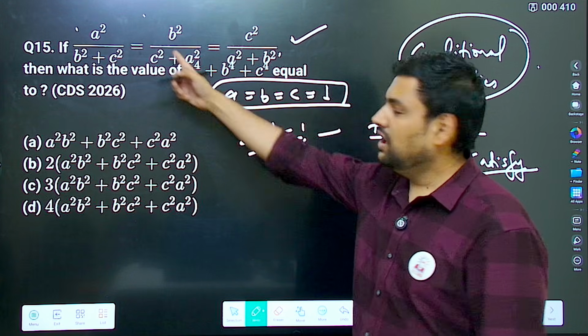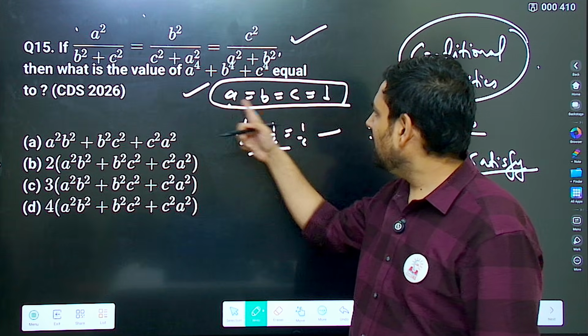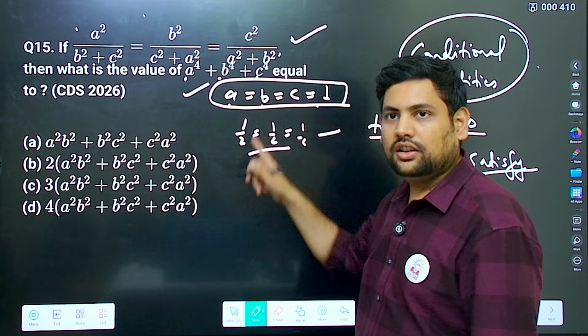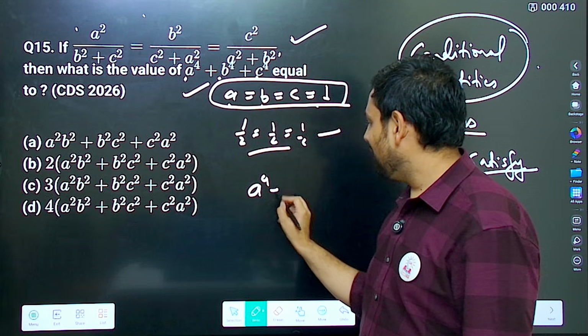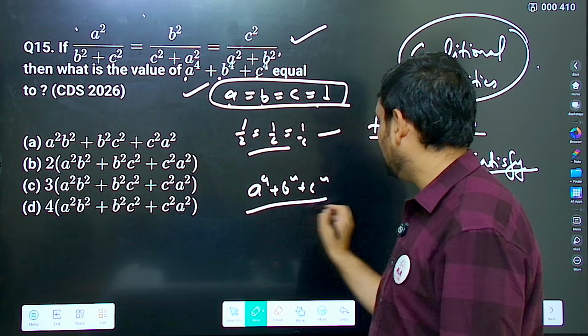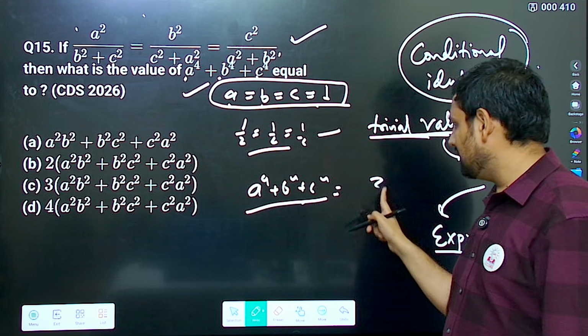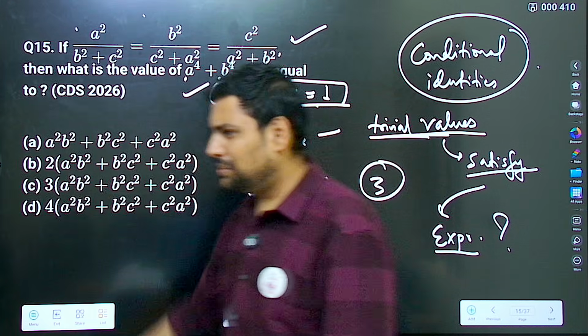First equation is satisfying. What is the value of this expression? A, B, C all are 1. 1 plus 1 plus 1. Correct? So a power 4 plus b power 4 plus c power 4 is equal to 1 plus 1 plus 1, that is 3. Now, which option has 3?